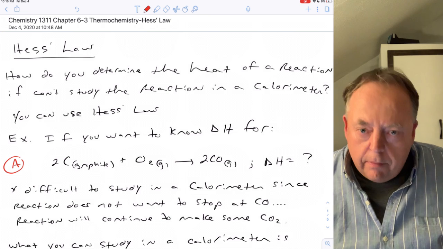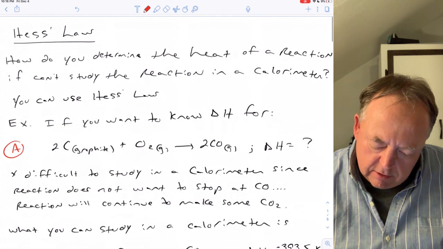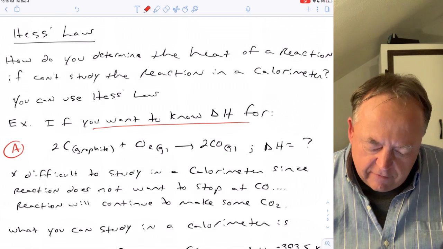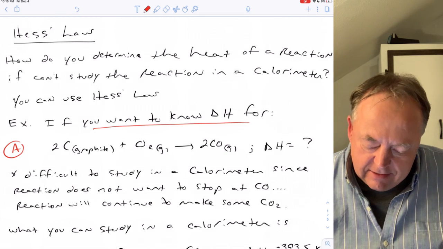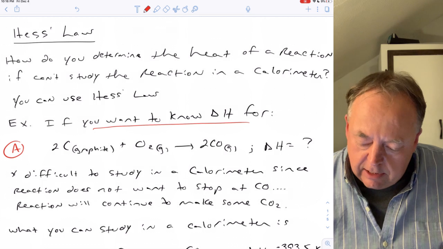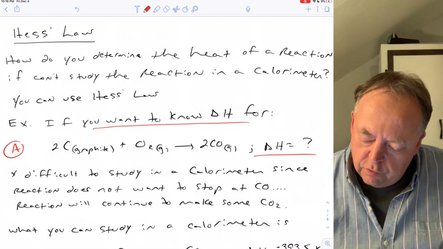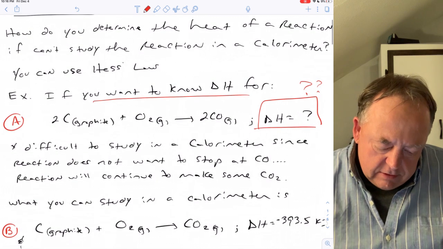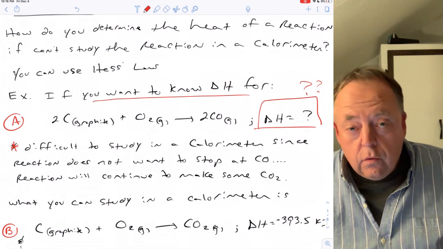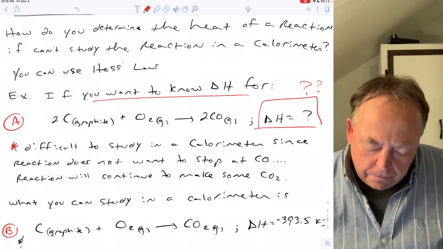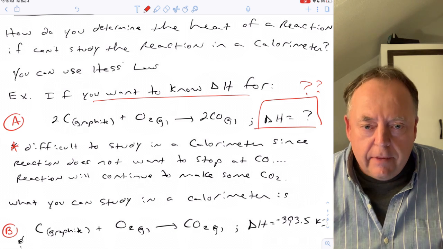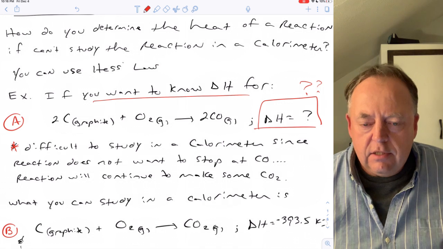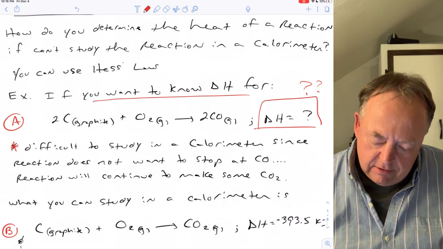Okay, so let's take a couple of examples. If you want to know delta H for the reaction in A, 2 moles of graphite plus 1 mole of O2 gas to make 2 moles of carbon monoxide gas, what is delta H for this reaction? The problem is that this is a difficult reaction to study in a calorimeter, since the reaction doesn't want to stop at carbon monoxide. It would continue to make some carbon dioxide as well, and that complicates it.